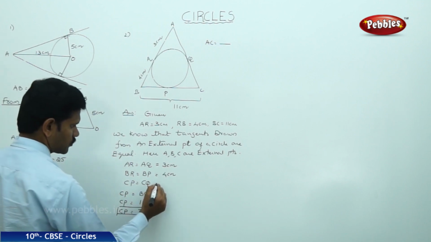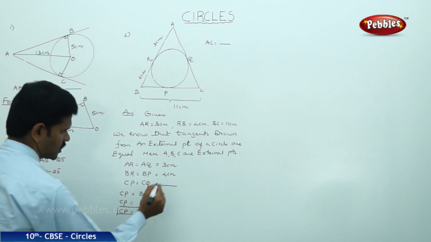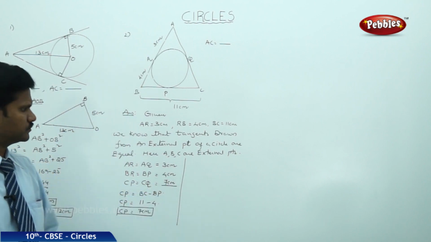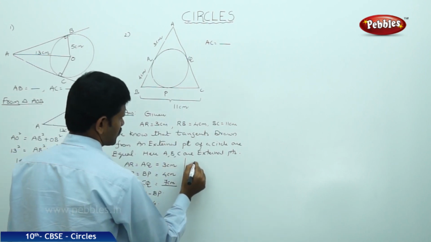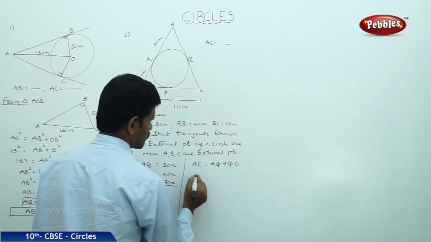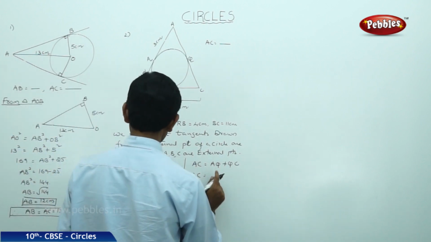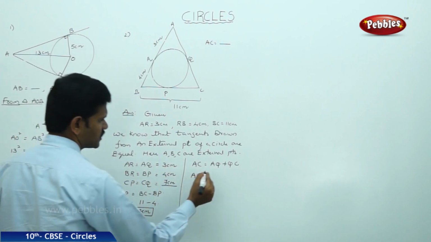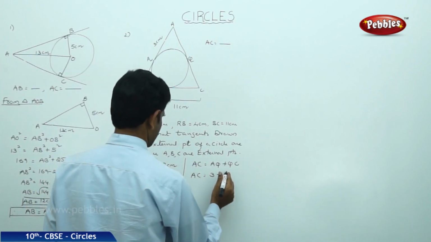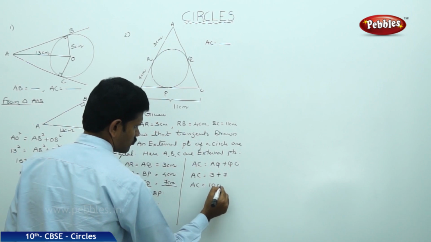Now, this is the blank in the question we have to find. CP is equal to CQ, and I know the CP value, that is 7 centimeters. After that, I have to find the length of AC. AC is equal to AQ plus QC. AQ is 3 centimeters, plus QC is 7 centimeters. Therefore, the length of AC is 10 centimeters.